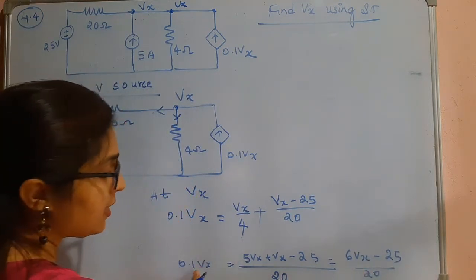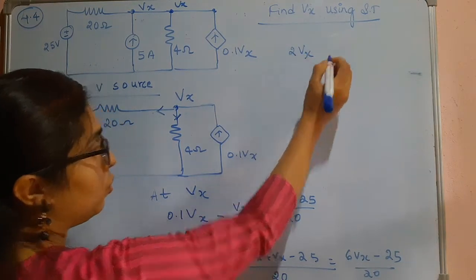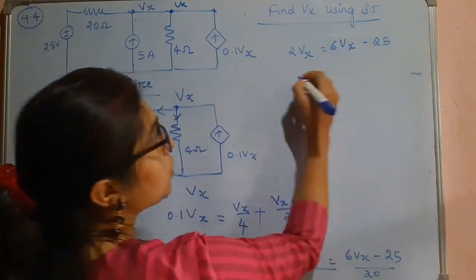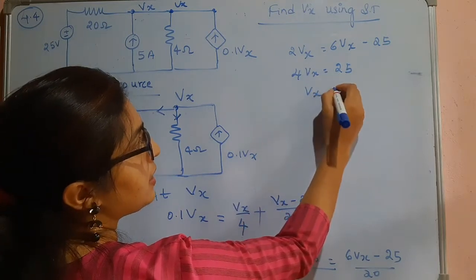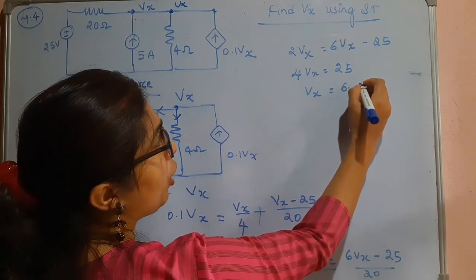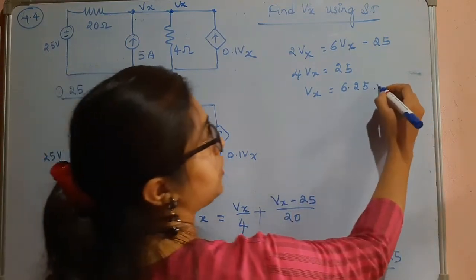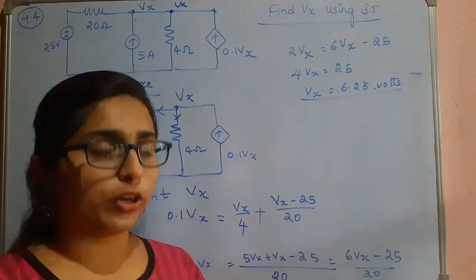If I take this side, 0.1 into 20 becomes 2Vx. 2Vx is equal to 6Vx minus 25. So 4Vx is equal to 25. Vx is equal to 6.25 volts. This is because of the independent voltage source.